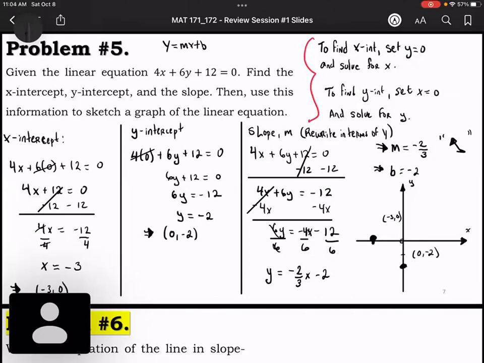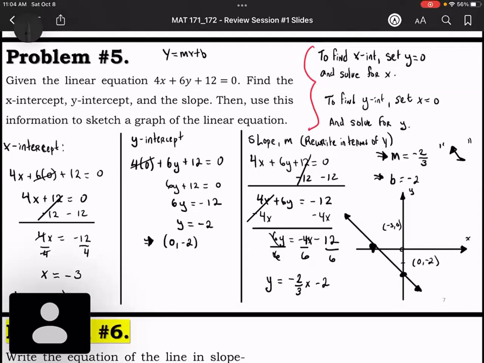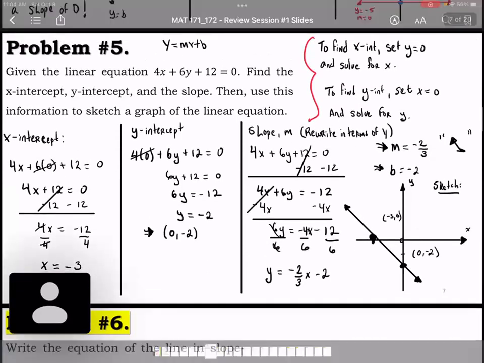And you just got to draw a line now that goes through those points. Namely, you'll see that the line is decreasing. And there you go. That would be the equation of our line. Any questions? There was a lot that we did in this problem, so if you have a question, I could entertain it.